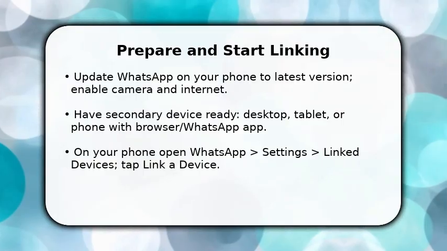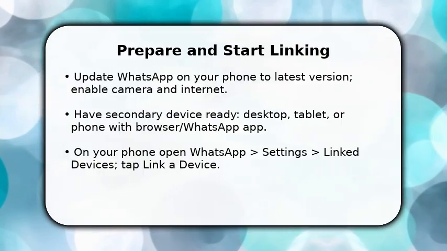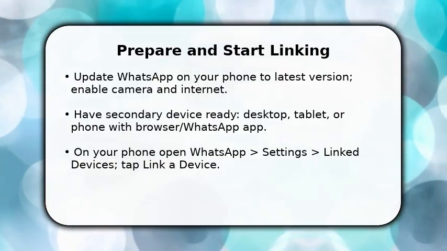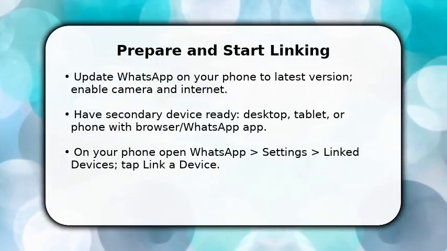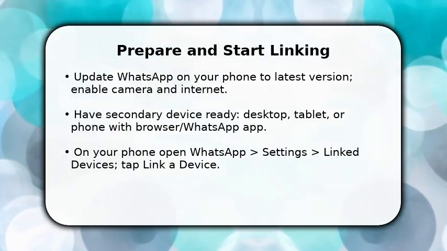Now on your phone, go to Settings, Linked Devices, and tap Link a Device. This launches the QR scanner immediately. Use it now to scan the code shown on the other device to begin authentication.